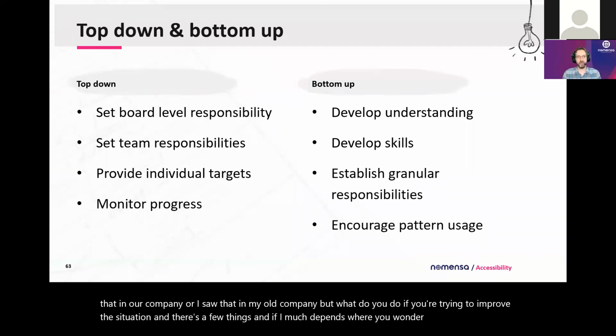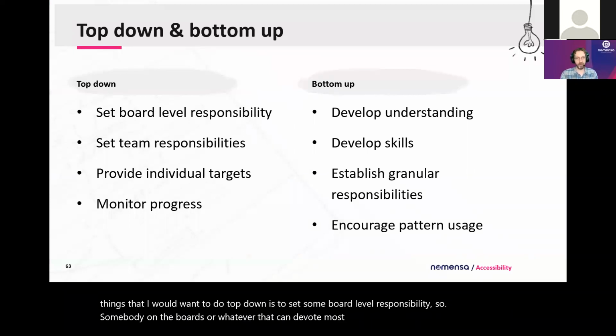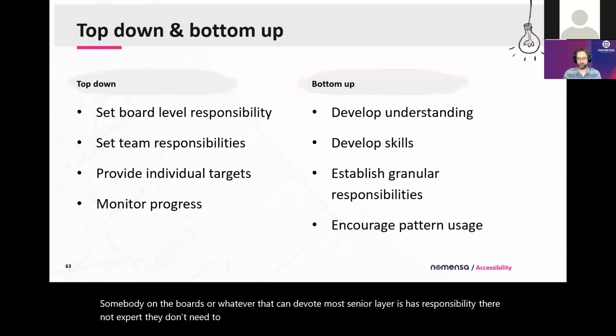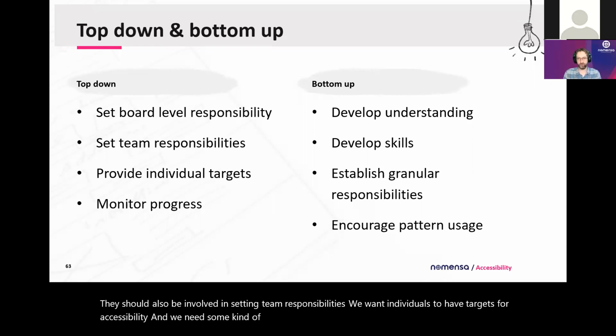But things that I would want to do top down is to set some board level responsibility. So somebody on the board, or whatever that kind of most senior layer is, has responsibility. They're not expert, they don't need to be expert, but they are where the buck stops, and they are a point of escalation. They should also be involved in setting team responsibilities. We want individuals to have targets for accessibility, and we need some kind of internal process to monitor that.